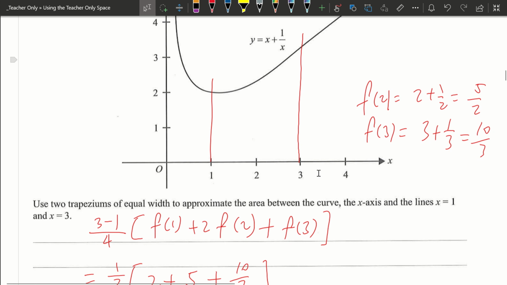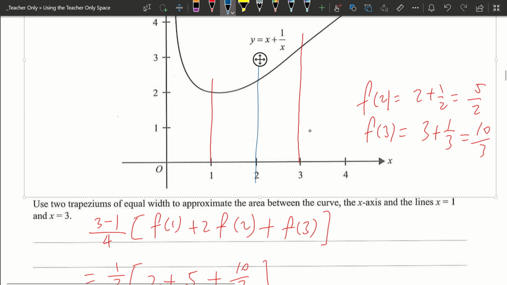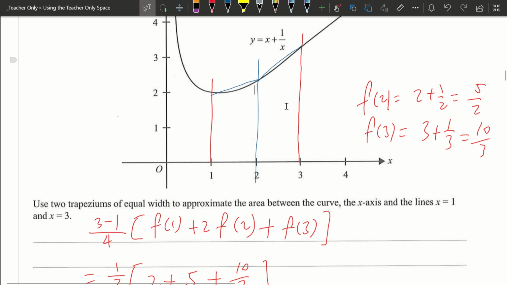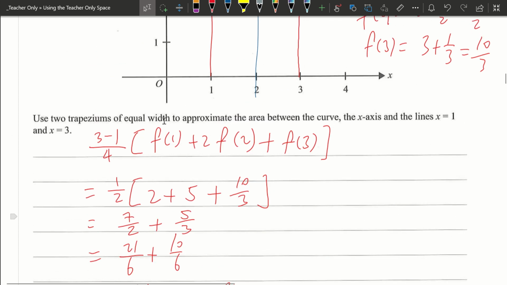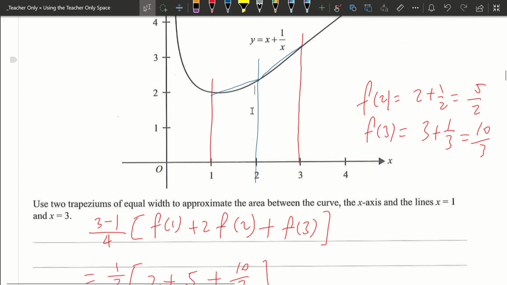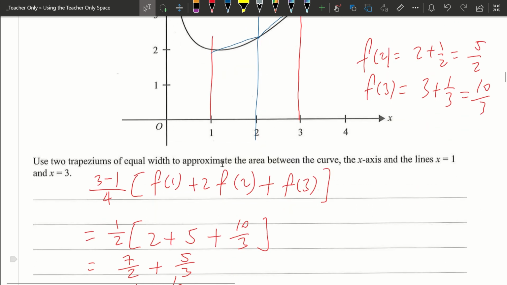I may as well draw x equals 2 here, which is, if you like, the trapezium. I didn't have to draw the trapezium, nor should you actually draw the trapeziums, because that's not really necessary. This is really just a formula question. You could draw the two trapezium, but it would not be the best use of the time because it is really a formula question.